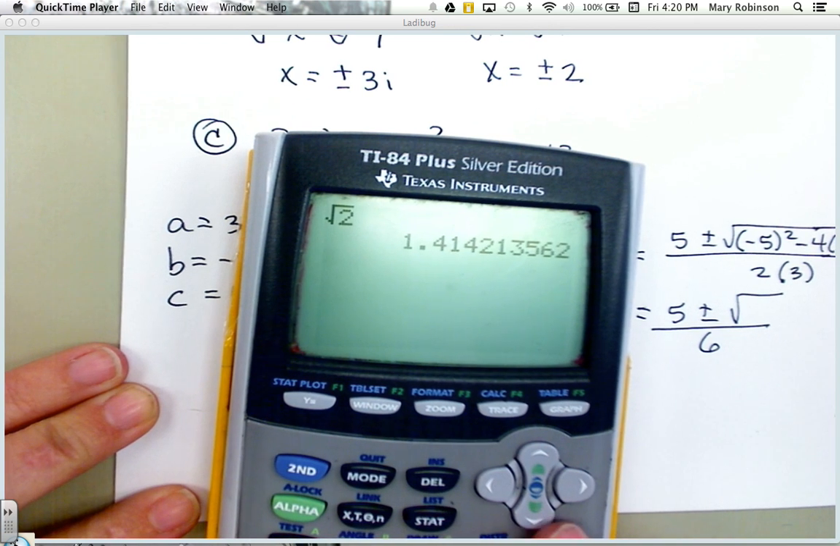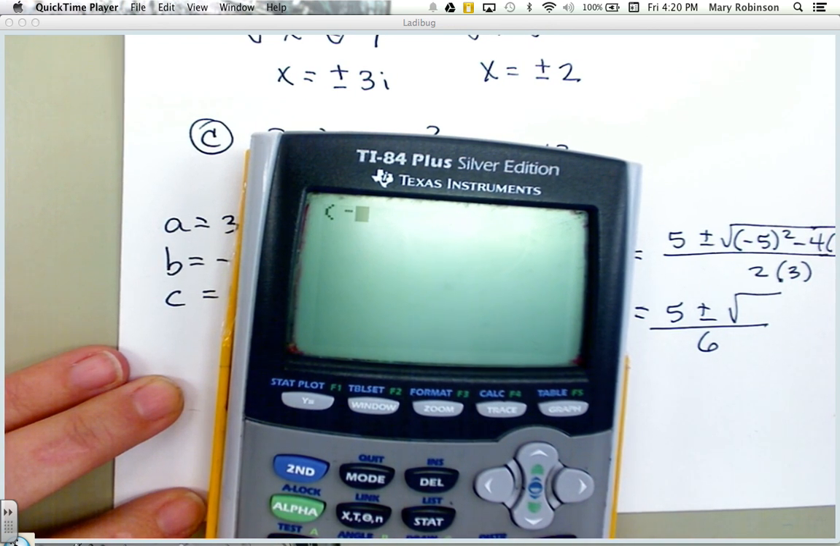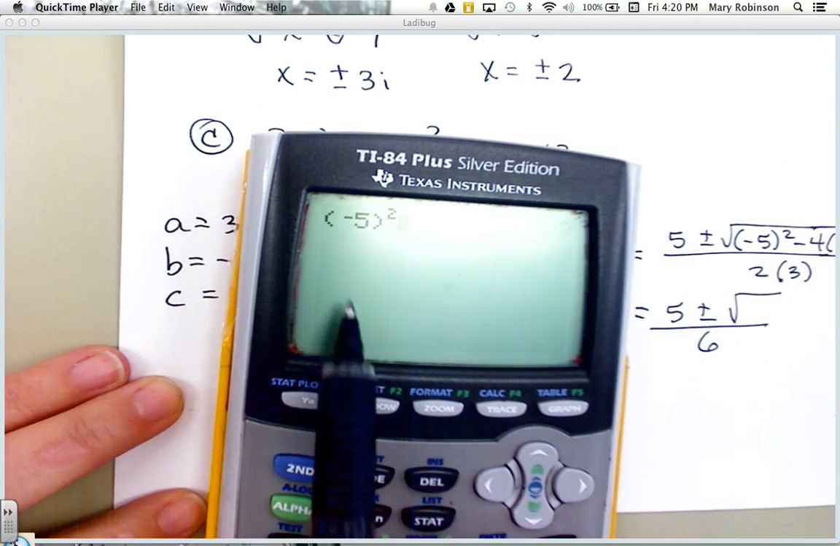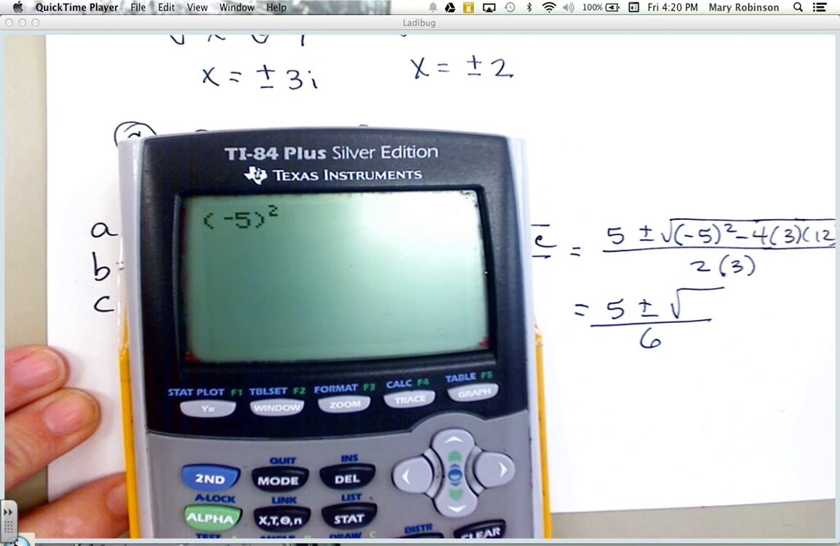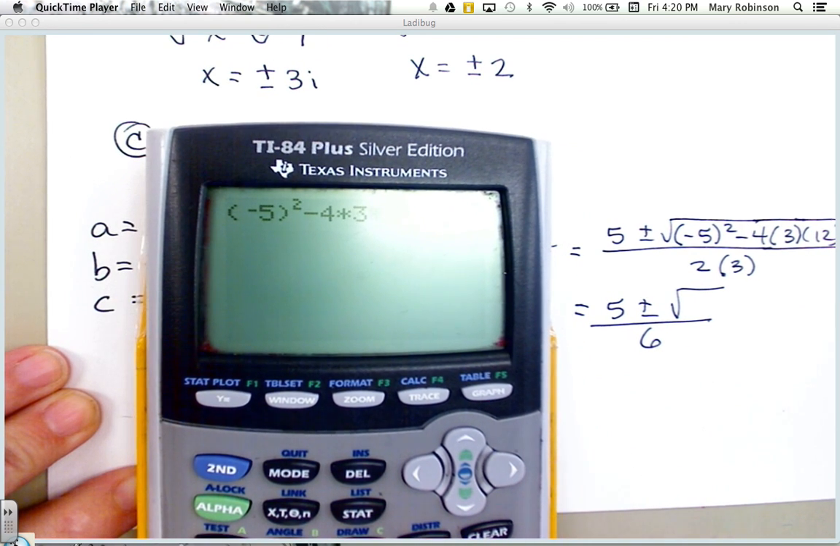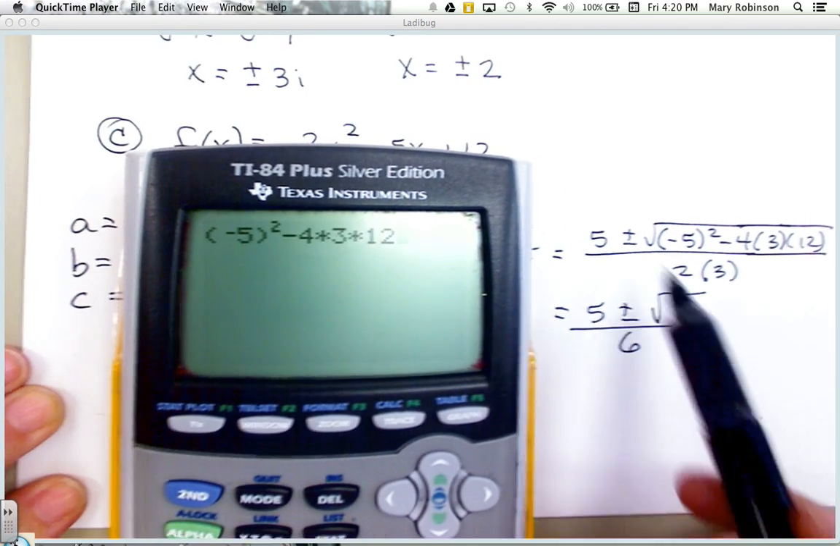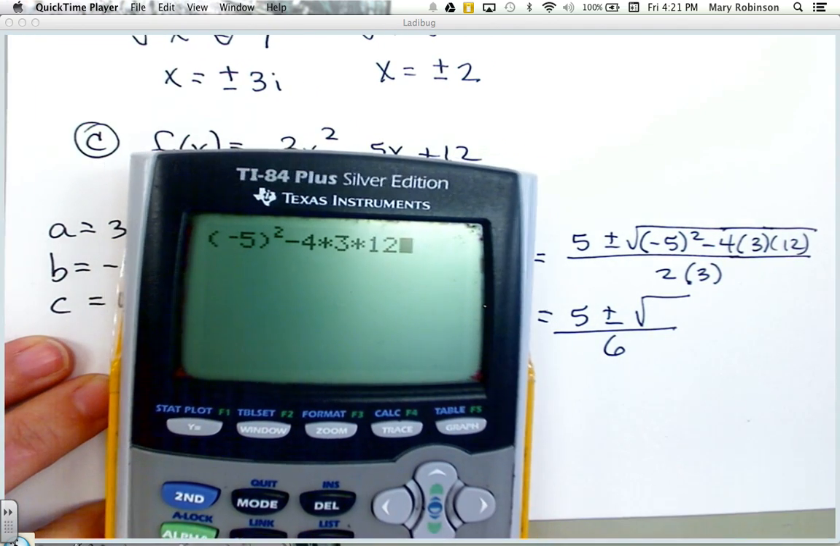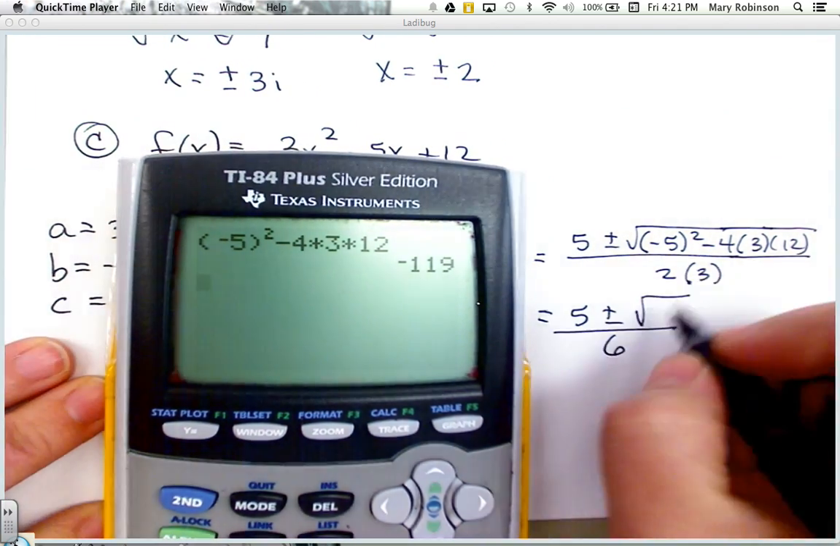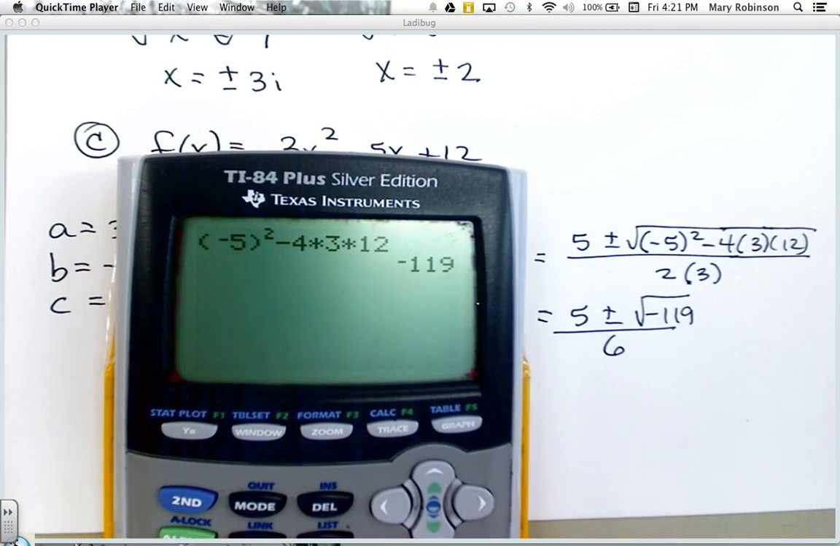So if I go back here to my home screen, notice how I'm putting my -5 in parentheses with the square on the outside, -4 times 3 times 12. And notice also I am not using the square root, the radical, so do not type that in, just type in what's under it. And we get -119.